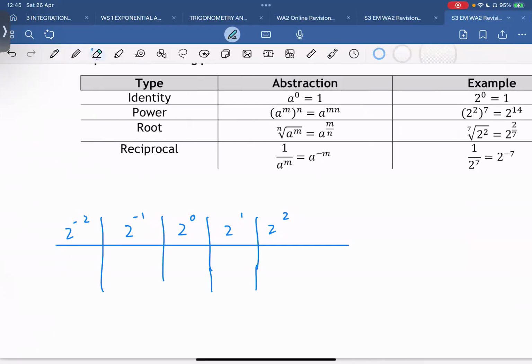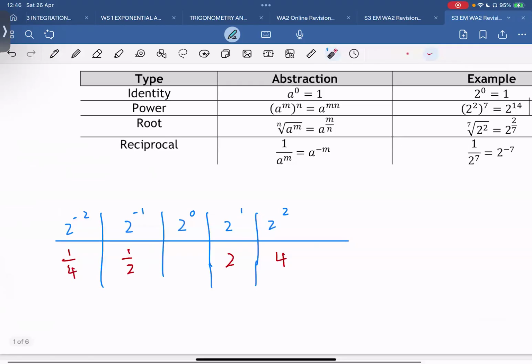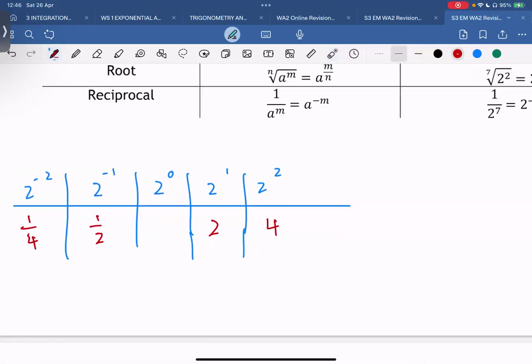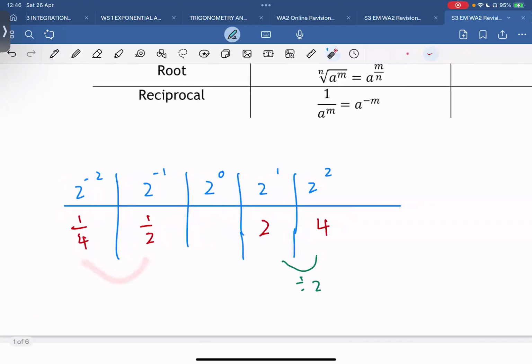Now 2 to the power of 1, very simple, the value is just 2. For 2 to the power of 2, it will be 4. And on the left-hand side, 2 to the power of negative 1 will be half, and 2 to the power of negative 2 will be 1/4. If we observe the pattern, how we go from 4 to 2 is to divide by 2, and how we go from half to 1/4 is also divide by 2. Therefore, to go from 2 to 2 to the power of 0, I must also divide by 2. So 2 divided by 2 will give me 1.